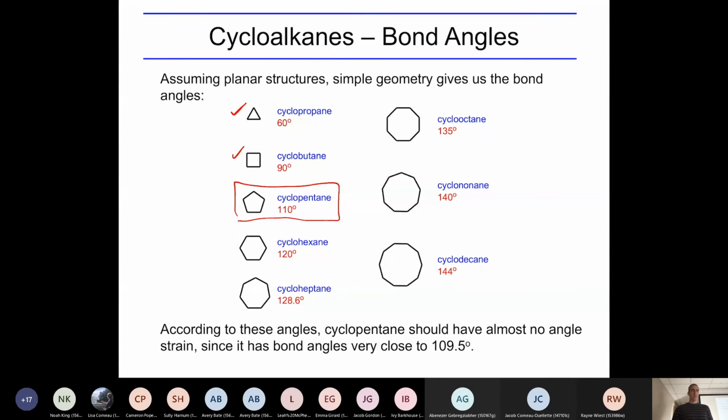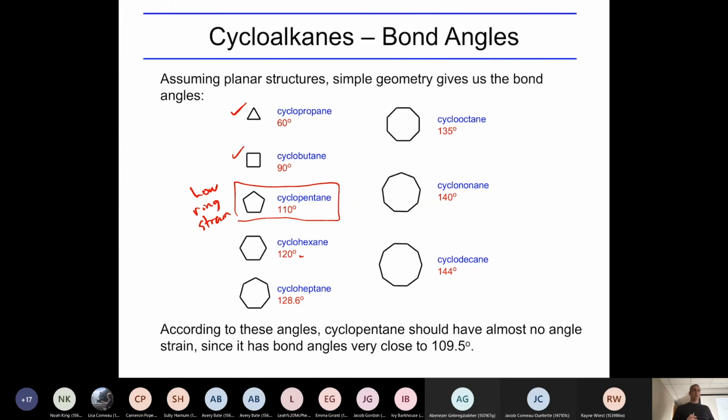So if you just have a perfect, what's that called, pentagon? Perfect pentagon, all the angles are 110 degrees. That's pretty damn close to 109.5. So this should have very low ring strain. Then we have 120, which is getting off. That's more sp2 territory, but we're sp3. Cycloheptane and so on, and you can see the angles get larger from there.